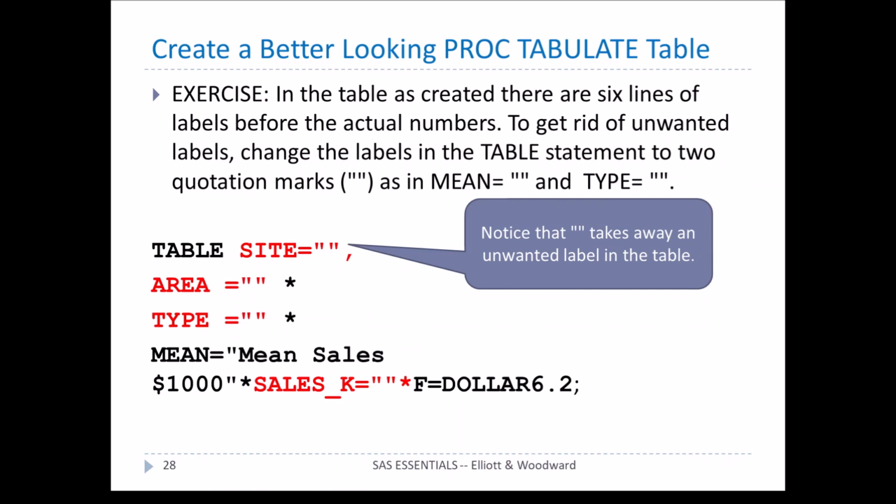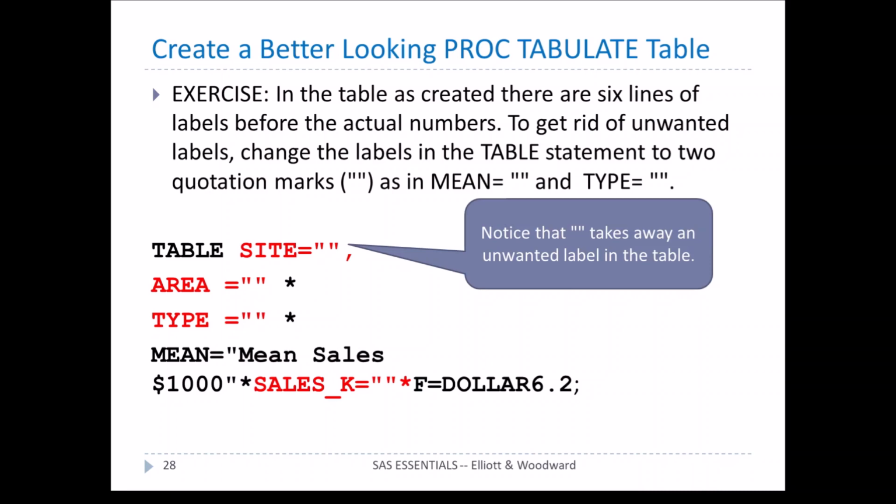We can do a number of other things to create better looking PROC Tabulate tables. So for an exercise, what I'd like for you to do is take the code that we have and change it a little bit by saying table site equal and then blank blank. So we're going to have no label for area, no label for type, although we are keeping the label for mean here.